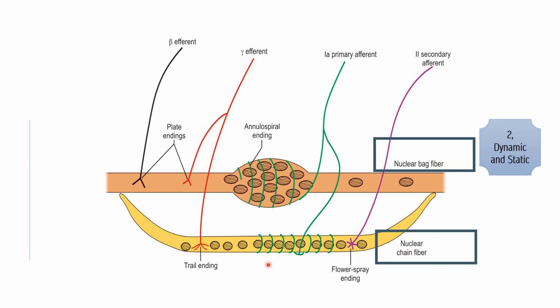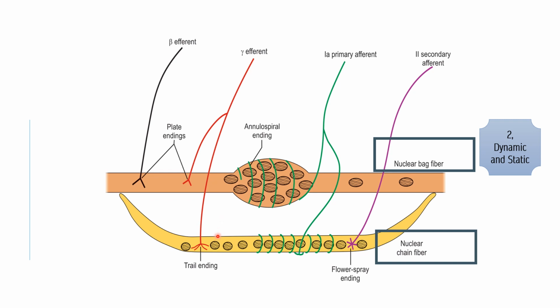Another fiber is the nuclear chain fibers. These nuclear chain fibers are shorter and thinner, and their 2 ends are attached to the nuclear bag fiber, and the nuclei in these fibers are not located at the central portion. They are present linearly in a single line. So these are the receptors for the stretch, nuclear bag and nuclear chain. Nuclear bag can be of dynamic nuclear bag fiber and static nuclear bag fiber. Nuclear chain fiber is always a static nuclear chain fiber.